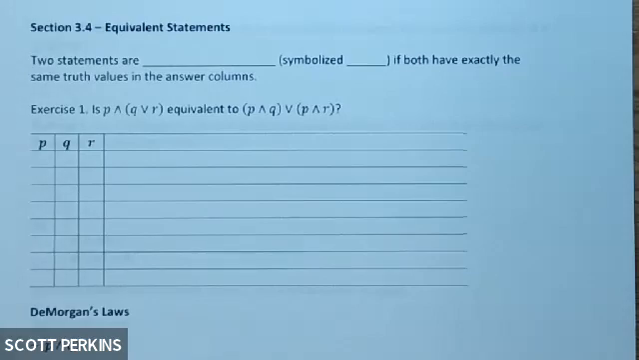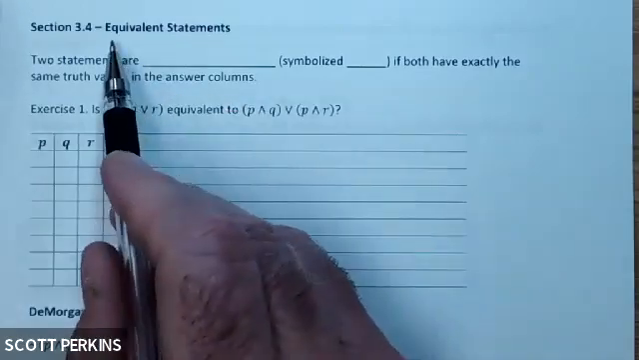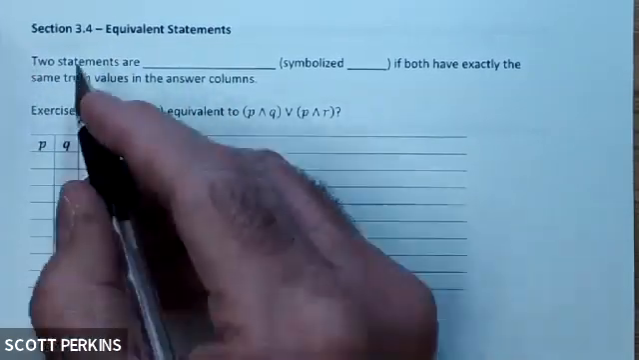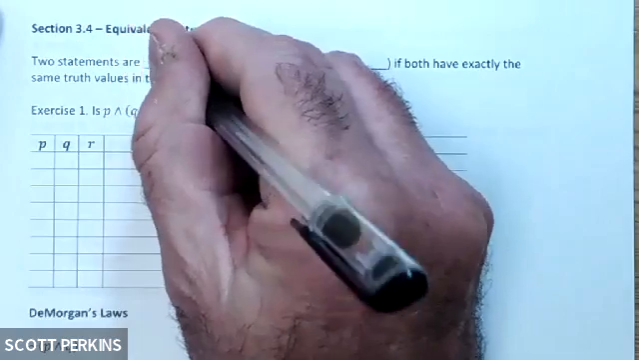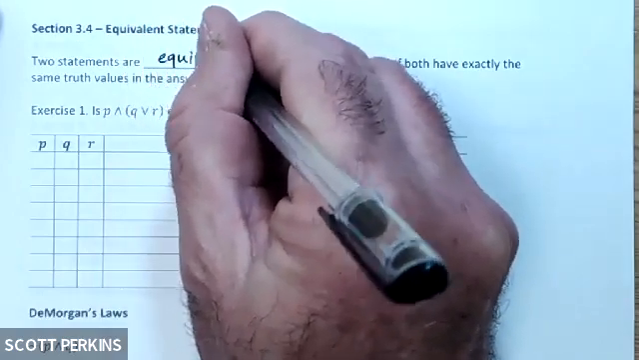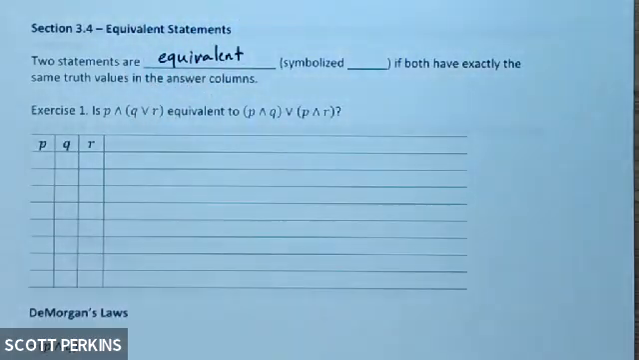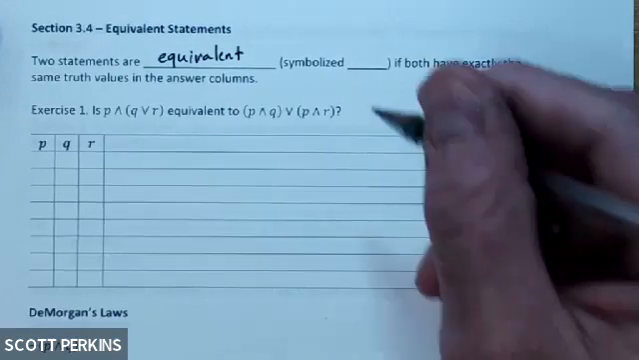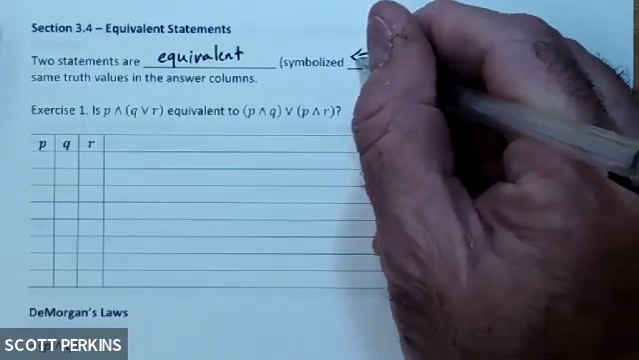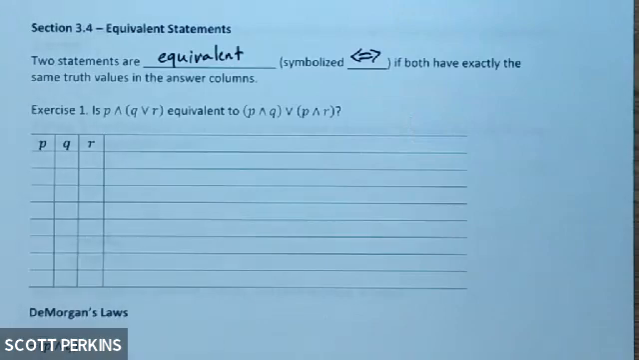We're going to talk about whether there are ways that statements, even with different connectives, can mean the same thing. That would be called equivalent statements. So two statements are called equivalent. The symbol for equivalent in logic is an equal sign with arrows on both ends.